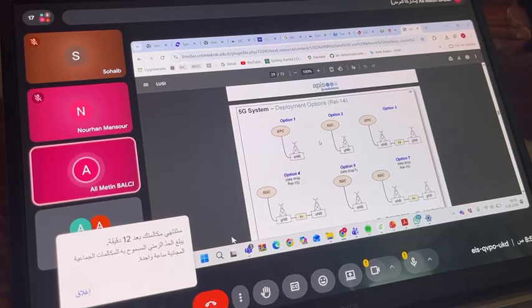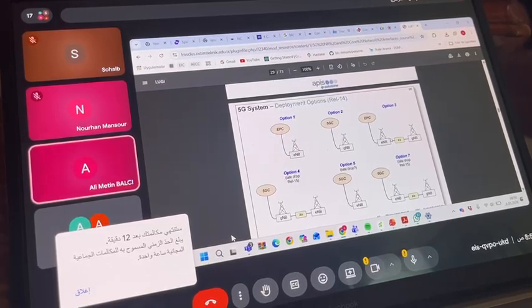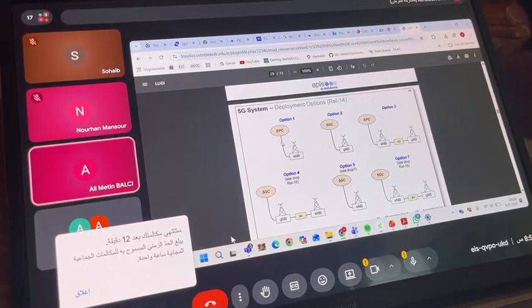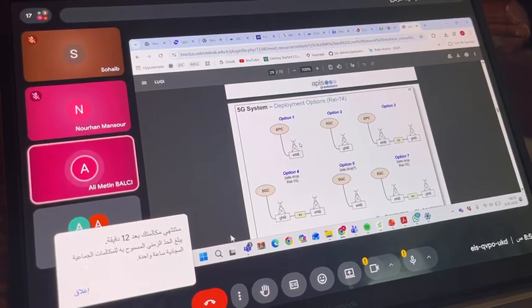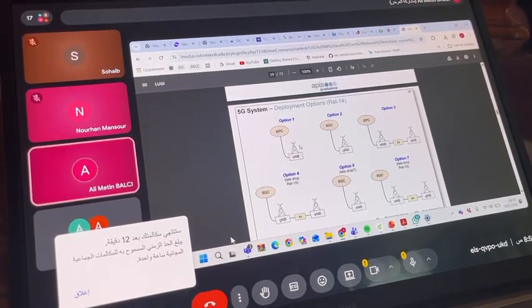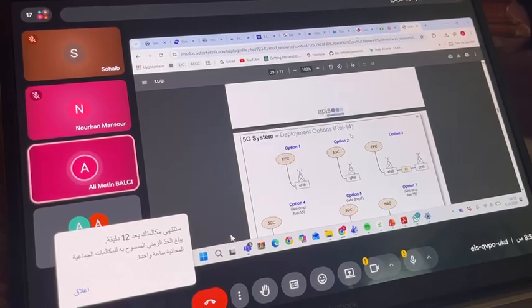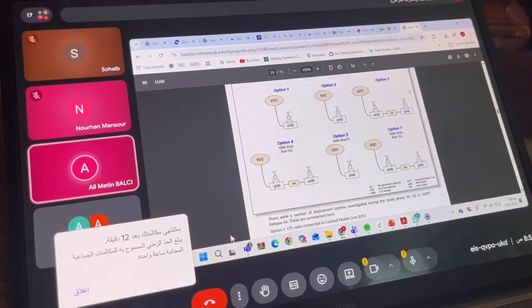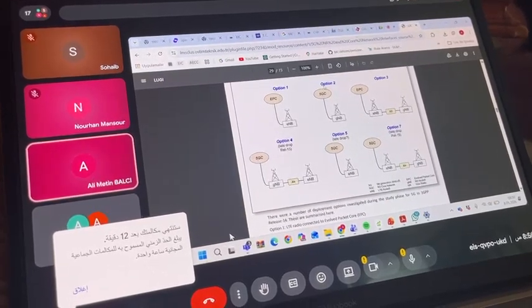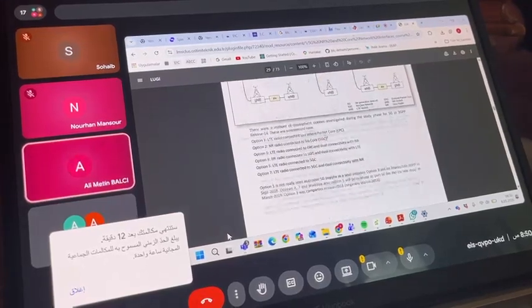So it is better for you to know these three options. Okay. So when I say draw the option 3 connection or deployment option, then you should be able to draw this one. 2, this one, 1, this one.